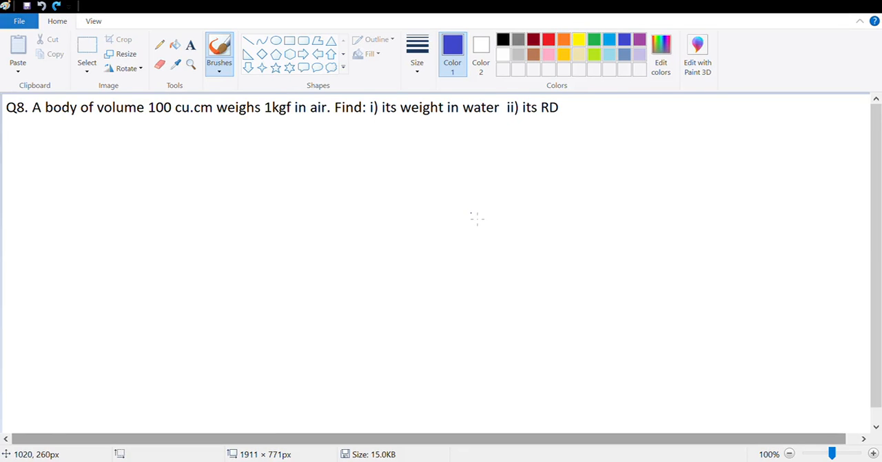Hi guys, let's look at the next question. The next question that we do is question number 8. A body of volume 100 cubic centimeter weighs 1 kilogram force in air. Find its weight in water and its relative density.